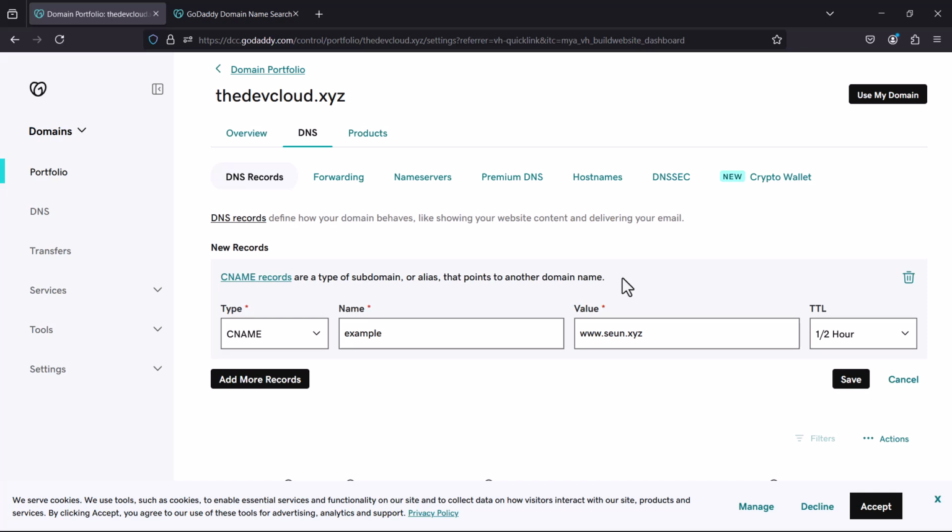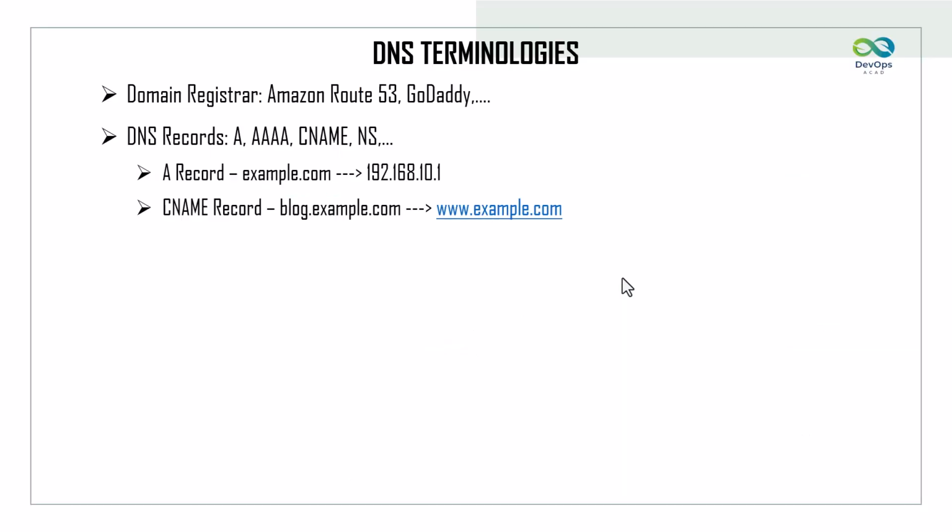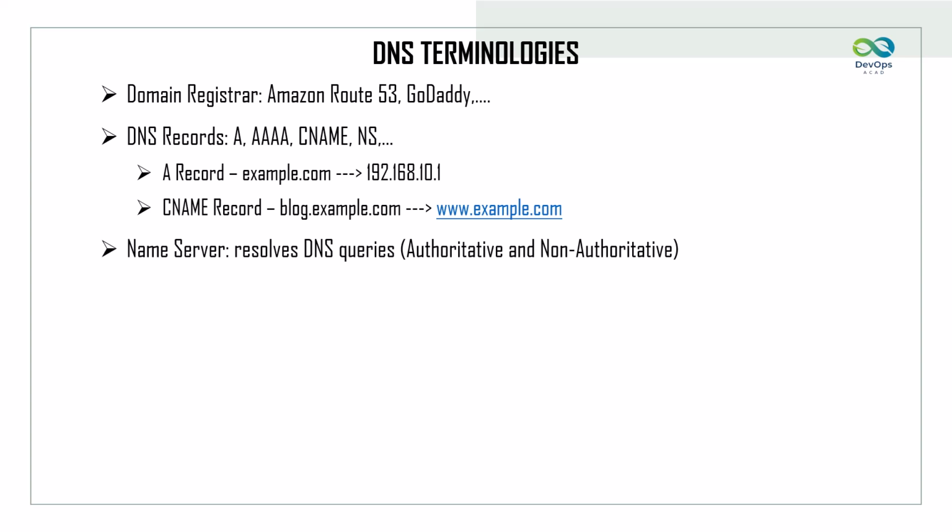But behind the scene, there are actually redirections and a lot of other stuff going on. So that's what a CNAME record is. One host name is mapped to another host name. And we have what you call a name server as well. A name server basically resolves your DNS query.